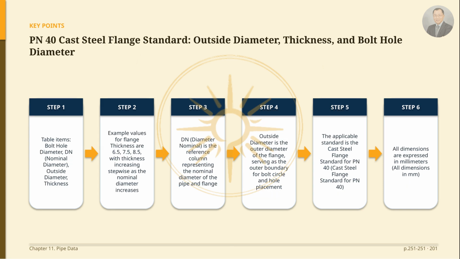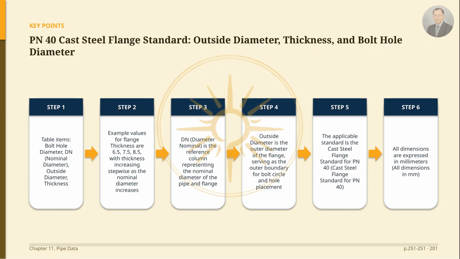Next is the standard table defining the outside diameter, thickness, and bolt hole diameter for PN40 grade cast steel flanges. You can see a structure where the outside diameter and thickness of the flange increase step by step as the nominal diameter DN increases. For example, thickness is precisely defined as 6.5, 7.5, and 8.5 millimeters.